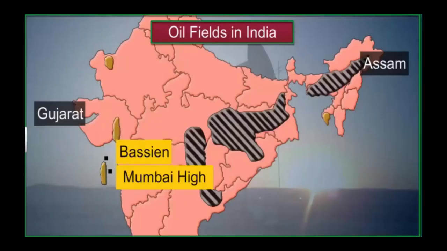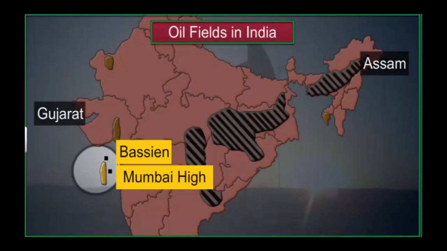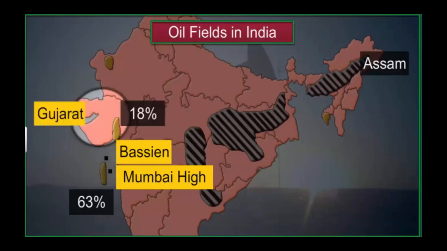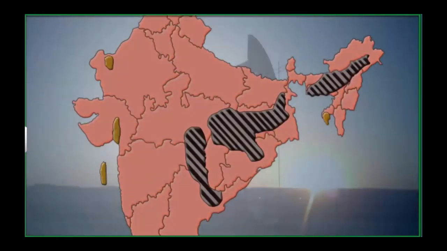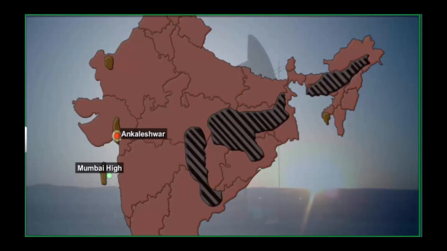Offshore oil fields in Mumbai High account for 63% of the total petroleum production in India. This is followed by 18% of the production coming from Gujarat and 16% from Assam. Besides Mumbai High, Ankleshwar in Gujarat and Digboy, Nahar Katia and Moran Hugrijan in Assam are other major oil fields in India. Assam also has the distinction of being the oldest oil-producing state in India.